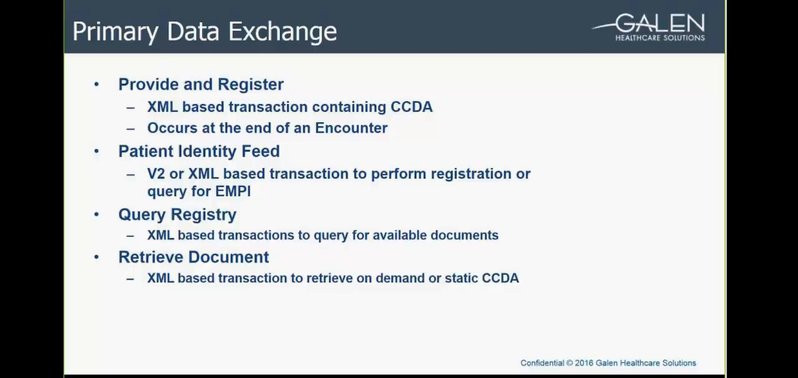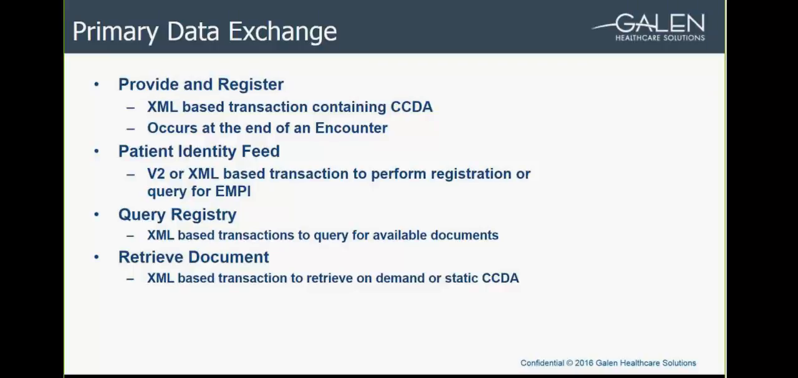Provide and register. These are XML-based transactions that contain CCDA. This will occur at the end of an encounter. So if one hospital is seeing a patient and the end result is closing that encounter and discharging the patient, a transition of care document will be generated and sent over to the HIE. Patient identity feed, this is either an HL7 version 2 or an XML-based transaction, which will perform registration or query the MPI. This is helpful in understanding if the patient exists in the HIE.